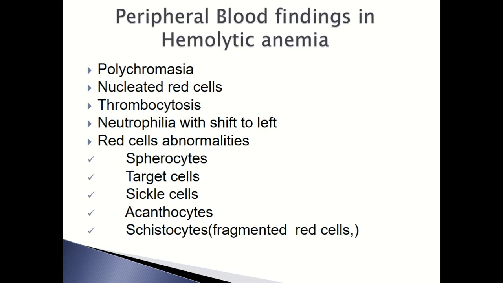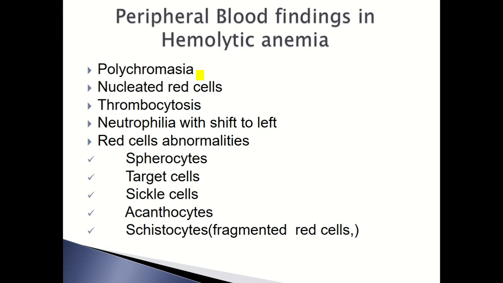Now, peripheral blood findings in hemolytic anemia. What is the blood picture in hemolytic anemia? First is polychromasia. Polychromatic RBCs mean abnormal discoloration of individual RBCs. Then nucleated RBCs, that is normoblasts: early, intermediate, and late normoblasts, three stages. Polychromatic RBCs on the peripheral smear are the same cells that look like reticulocytes on a retic smear.